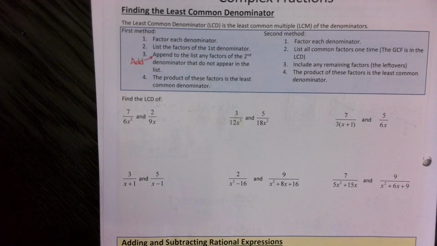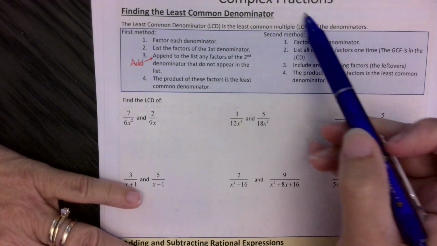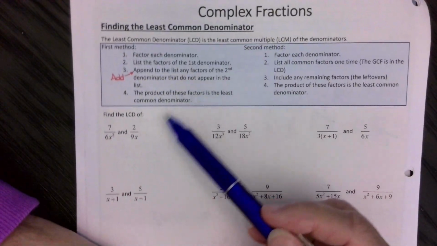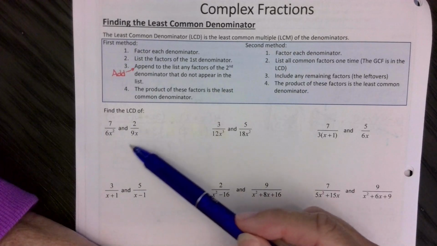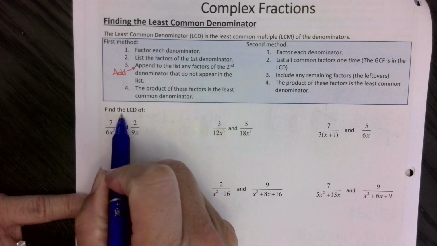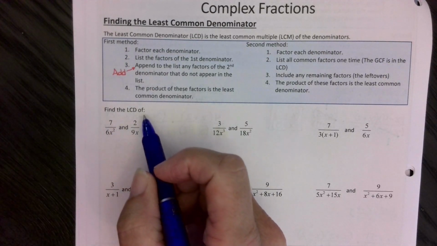This is Chapter 4, Homework 3, Rational Expressions, Least Common Denominator and Complex Fractions. Okay, a rational expression just looks like a fraction that's got our variables in it. So we are first going to learn how to find the least common denominator.